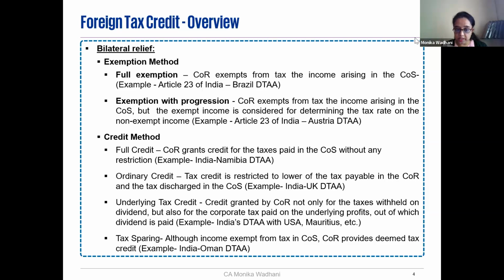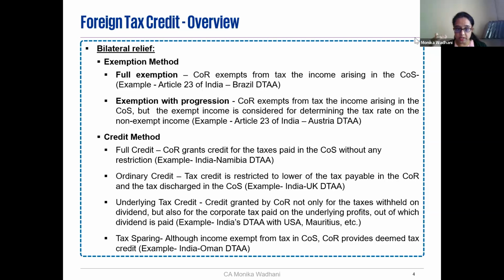The third method under the credit method is underlying tax credit. This is usually in the context of dividend income, wherein the credit granted by the country of source is not only for the taxes withheld on the dividend, but also for the corporate tax paid on the underlying profits out of which the dividend is paid. We have various treaties like India-USA, Mauritius, Singapore, UK, etc., which give underlying tax credit.